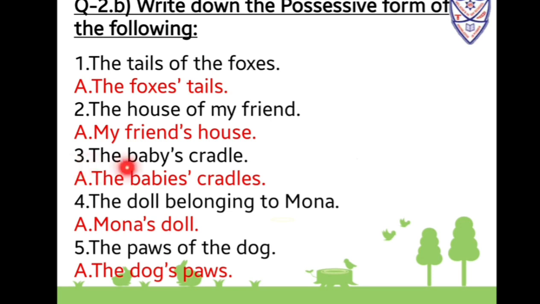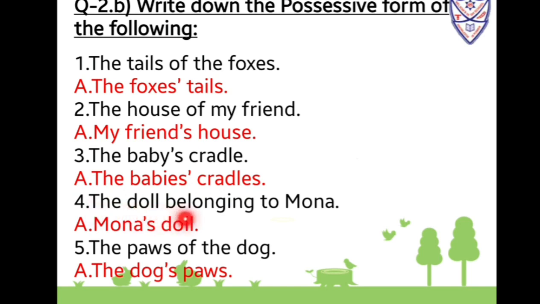Number 3, the baby's cradle. Over here the answer will be the babies' cradles. Now baby, it is in singular form. So to change it into plural form, what we will do, we will write babies and after s we will put an apostrophe sign because it is in plural form with possessive case, whereas the given phrase is in singular form. So the answer will become the babies' cradles.